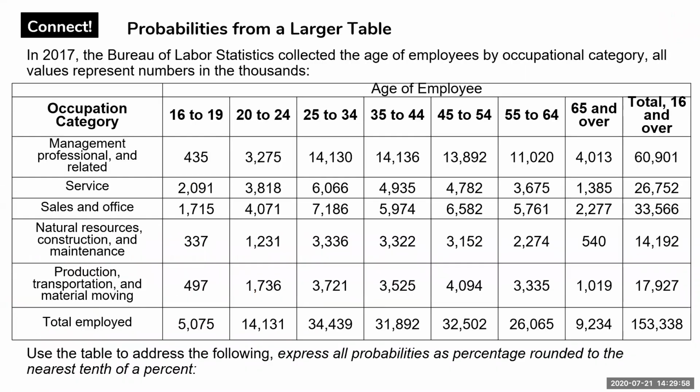All right. So right here, we have this large table. This is from 2017, when the Bureau of Labor Statistics collected the age of employees by occupational category. All values represent numbers in thousands. So we have employees and their age categories. Now we are going to analyze the data set using probability statements. Use the table to address the following. Express all probabilities as percentages rounded to the nearest tenth of a percent.